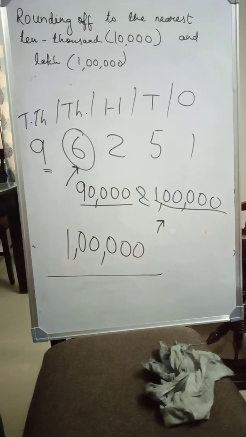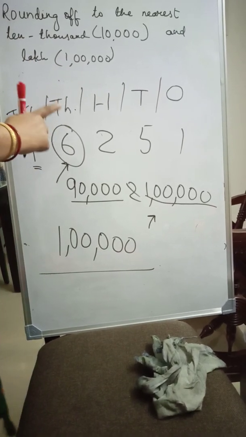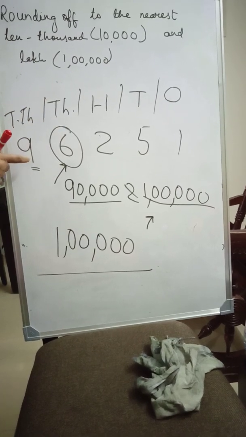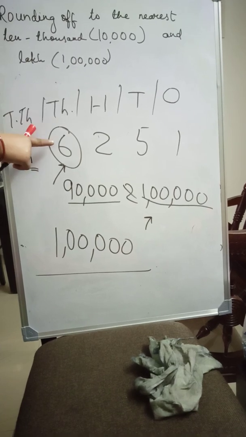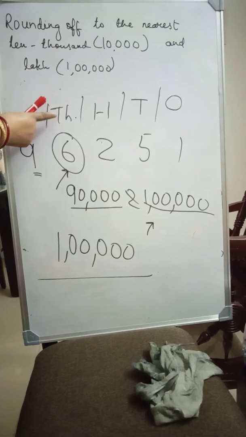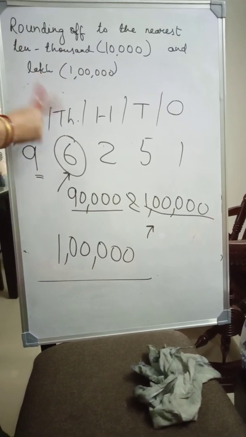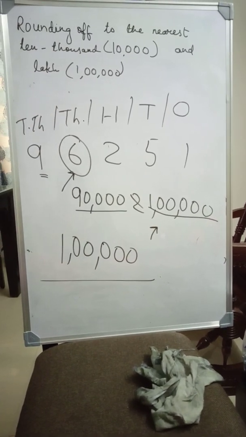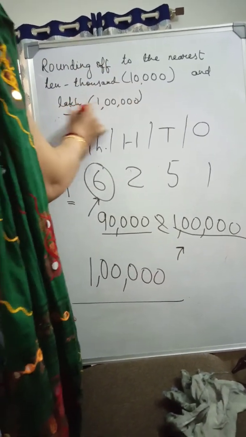Okay. So in this way, all of you look here. In order to round off a number to the nearest 10,000, always look at the digit at the thousand place. Okay children? Now, let us go to the next topic, rounding off to the nearest lakh.